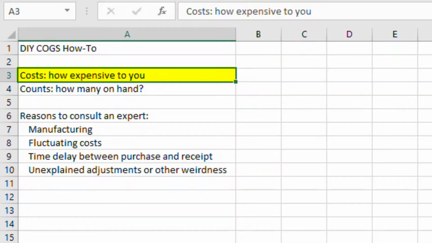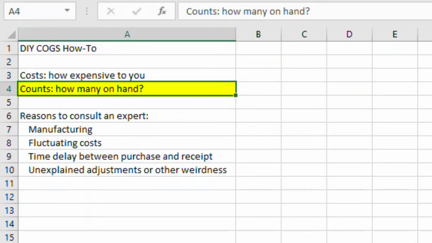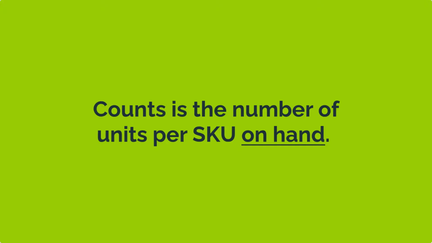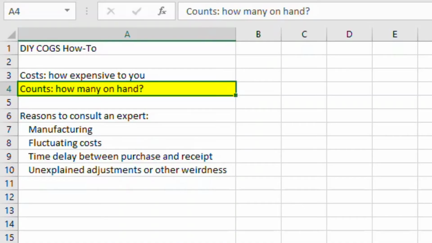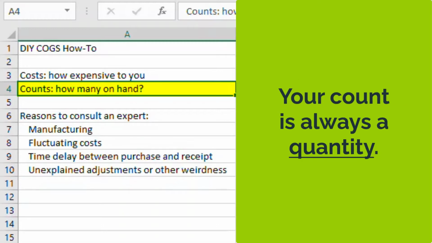For the purposes of this video, I'm going to assume that you already know your cost per unit per SKU. When I talk about your counts, I'm referring to the number of units per SKU on hand. So this number may come from any number of places. We'll talk about that a little further down the road, and it can be more or less reliable depending on where you get this number, but your count is always a quantity.